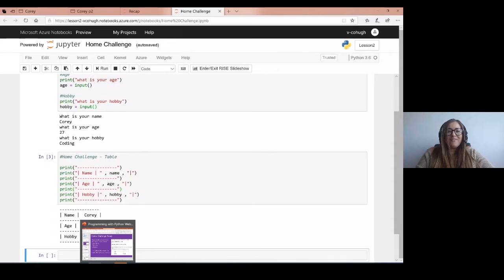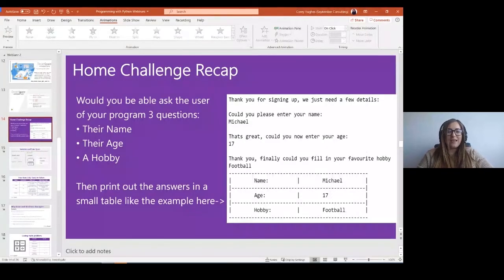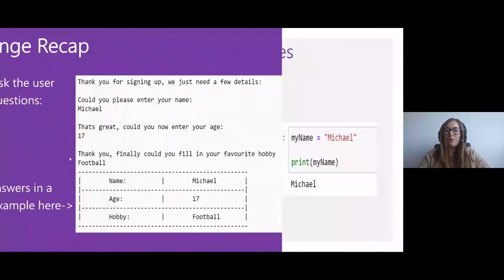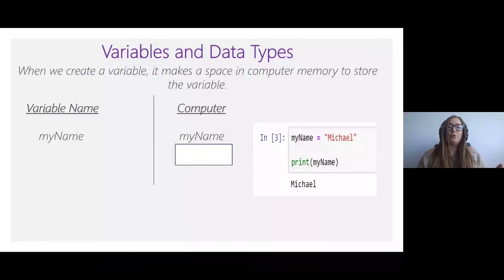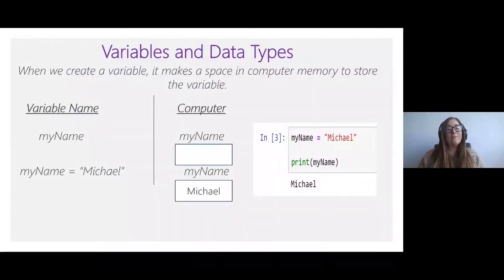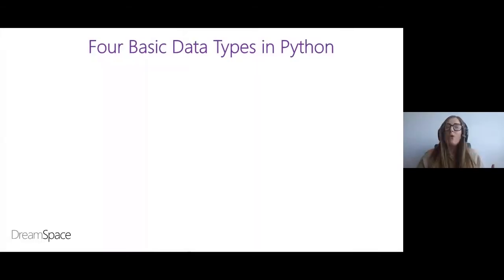So let's pop back into our PowerPoint, and we learned about variables last week, but this week we're actually learning about variables and data types. So for example, we might have a variable called my name, and in my name, I'm going to store Michael. But you might notice here that Michael is in our inverted commas, and that's known as a string. But there's more than just a string in Python. There's 4 basic data types.